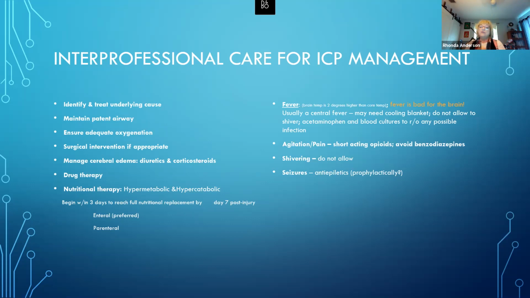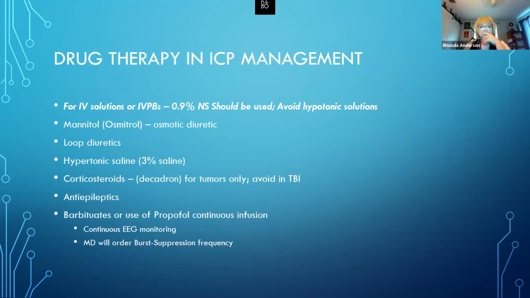But we do know that they're at high risk for seizure with an increase in their ICP and from traumatic brain injury. Like I said, drug therapy. For all IV solutions and IV piggybacks, we do not want any D5 water or sterile water. We only want it mixed in normal saline. Because if we give them D5 water or sterile water, that can cause cerebral edema. So we don't want any of that. Should just be normal saline, something isotonic.